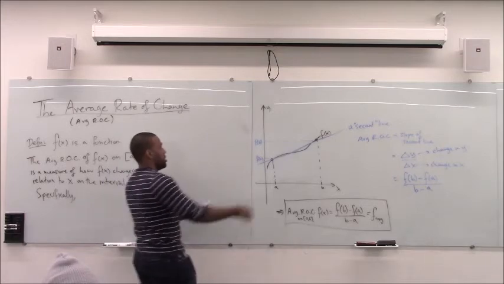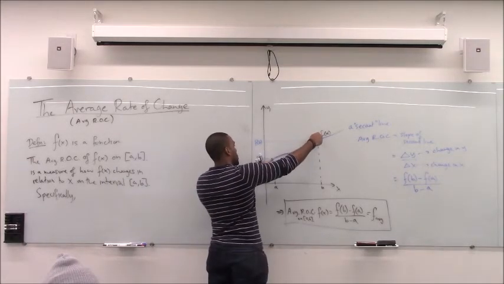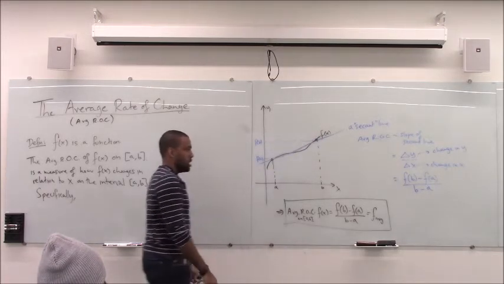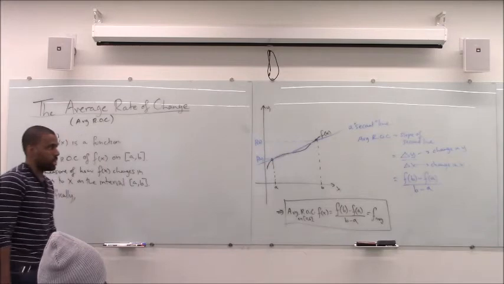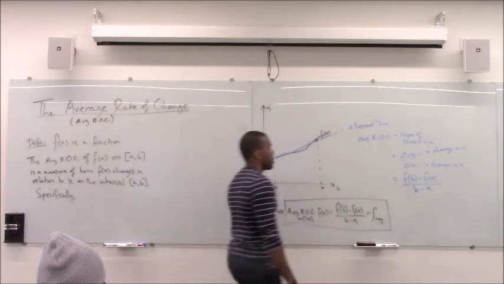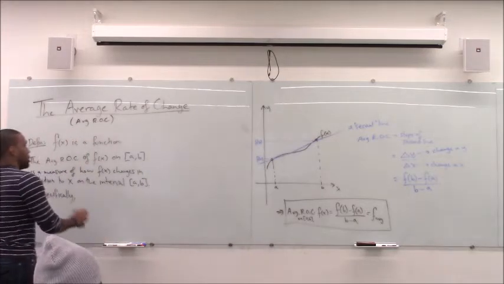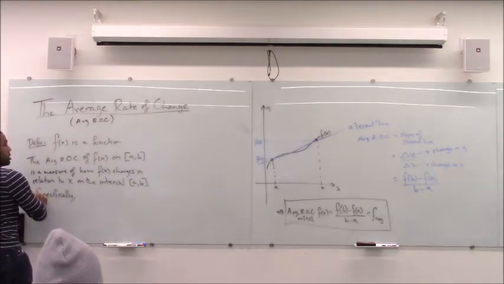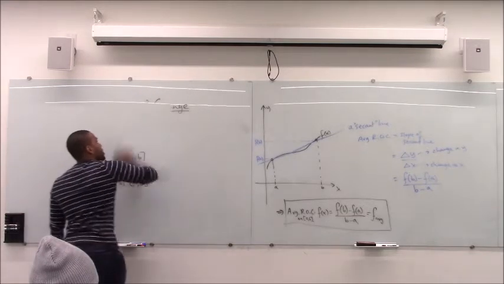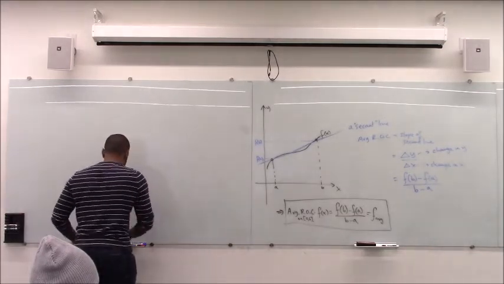And basically, you connect a and b, the points where x equals a and x equals b, with a straight line. You measure the slope of that line, and that talks about the average rate of change. Now, let me show you another way you can talk about the average rate of change, a change in notation.